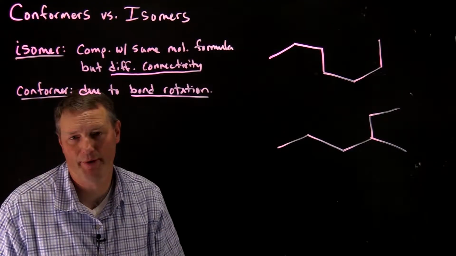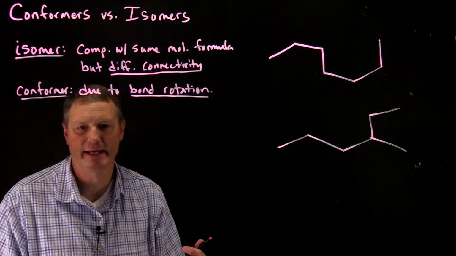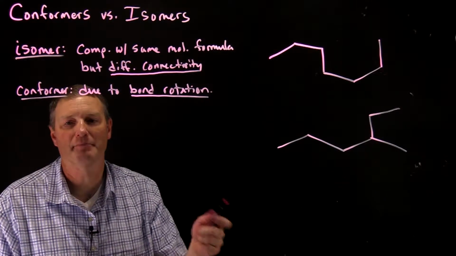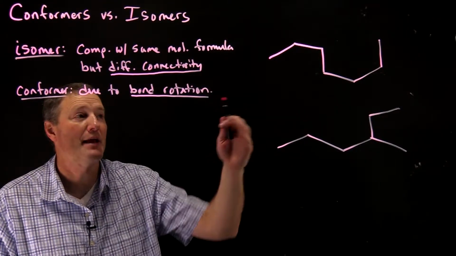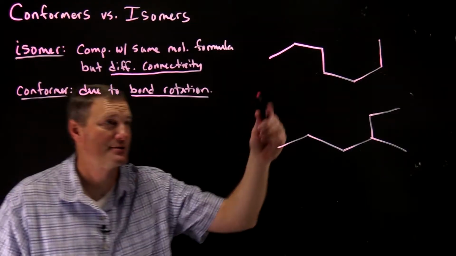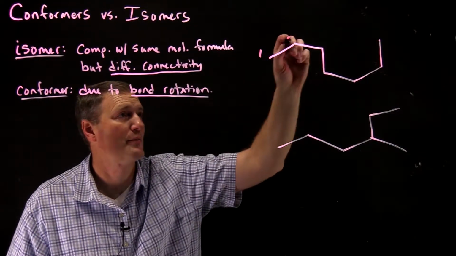Let's name the two compounds. That's often going to help us decide. If they have the same name, more often than not, they're going to be conformers. If they have different names, they're going to be isomers. So let's go ahead and name these two molecules.